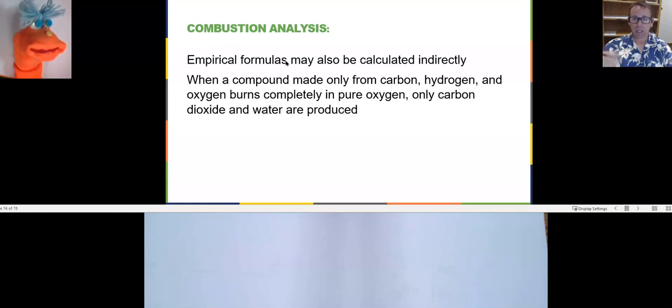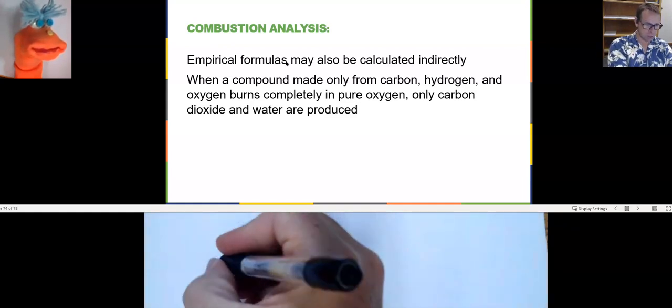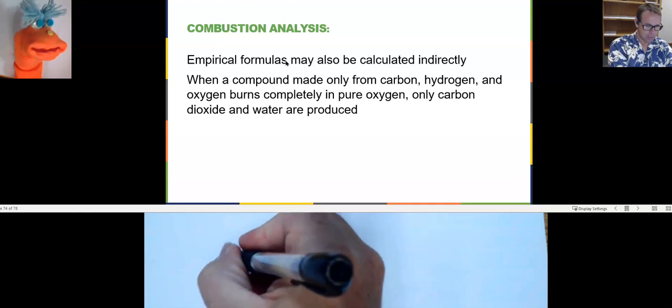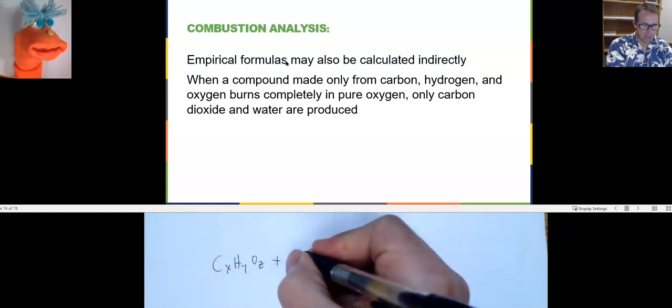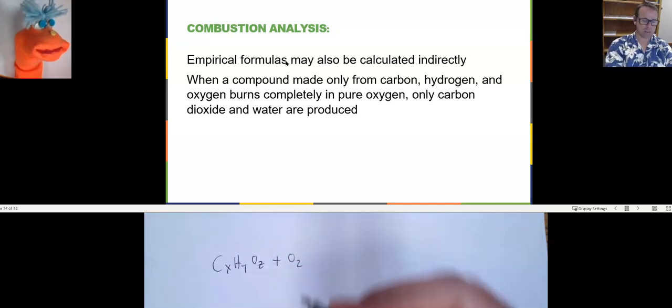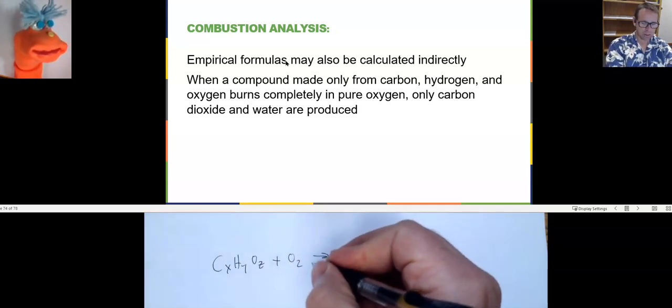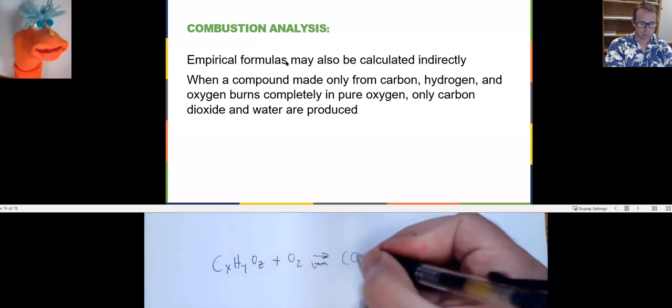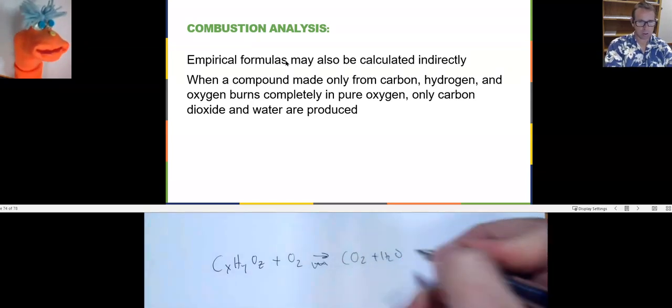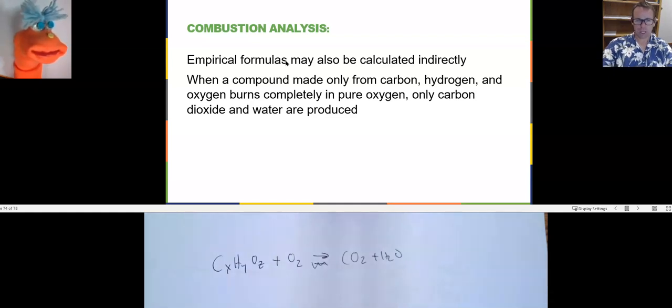and hydrogen. All right. And when you combust something that contains carbon and hydrogen, so like CxHy, maybe Oz, right? You combine that with oxygen. That's what combustion means. And what are the products of a combustion reaction, Fred? Carbon dioxide and water. That's right. Carbon dioxide and water are our products for that sort of a reaction.